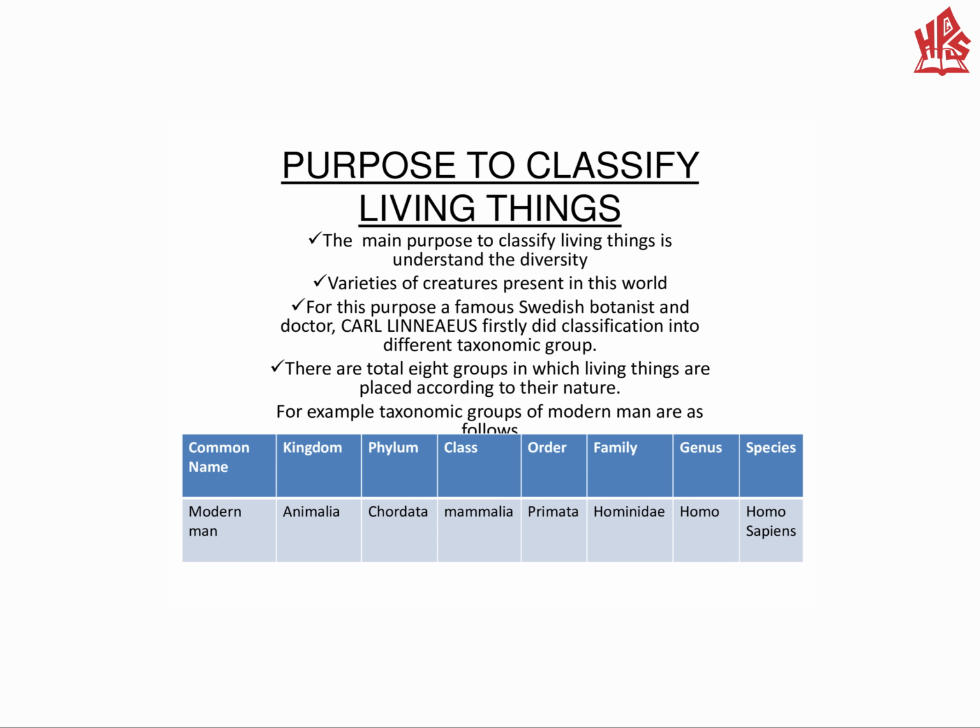For example, here we have discussed the taxonomic group of modern man. Here we have 8 groups. Number 1 is the common name. It's modern man. Then the kingdom is Animalia, and the phylum is known as Chordata. Class is Mammalia. Order is Primata. Family is Hominidae. Genus is Homo, and species is Homo sapiens.